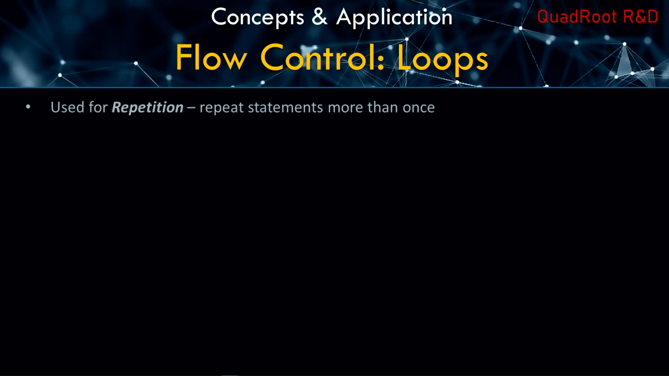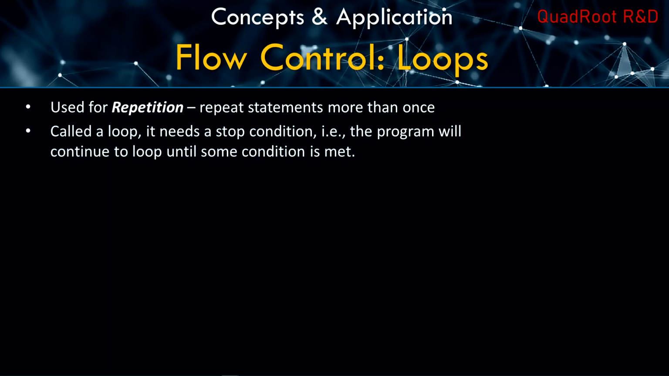So loops, as I mentioned, are used for repetition. It repeats statements more than once. Now statements can be certain operations, or there can be some functions which we will discuss in the next video. Now it's called a loop and it needs a stop condition. That is, the program will continue to loop until some condition is met.